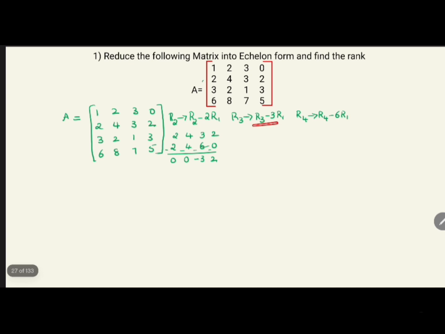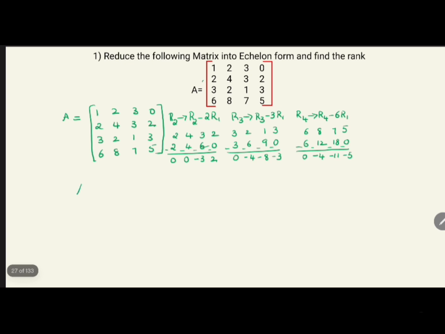Next, coming to the next operation, that is R3 minus 3R1. Write down R3: 3, 2, 1, 3. I multiply R1 with 3. That is 3, 6, 9, 0. Now subtract all these elements: 0, minus 4, minus 8 and minus 3. Now coming to the third row operation, that is R4 minus 6R1. What is R4? 6, 8, 7, 5. Multiply R1 with 6: 6, 6 2s are 12, 6 3s are 18 and 0. Now subtract all these elements: 0, minus 4, minus 11 and minus 5.